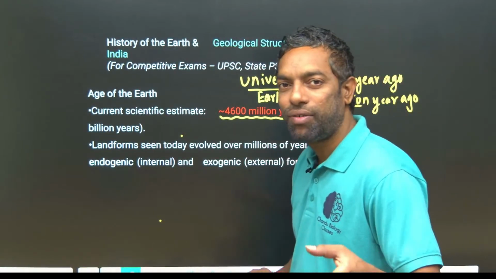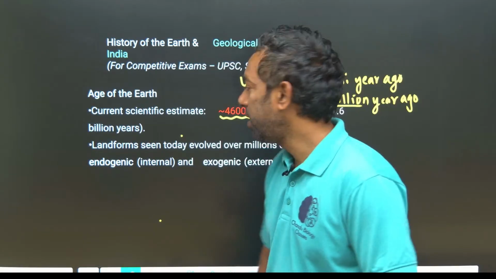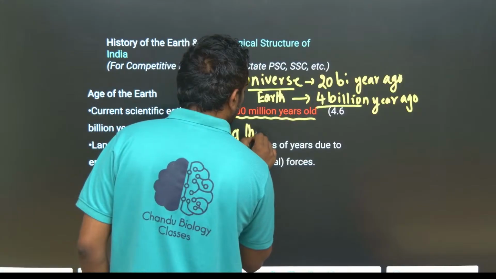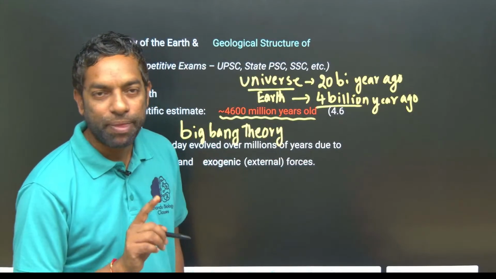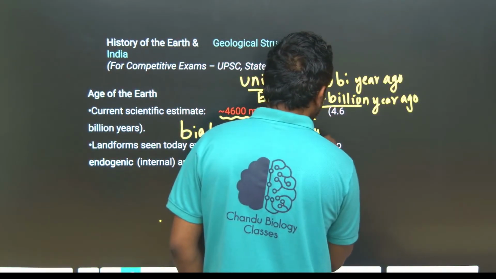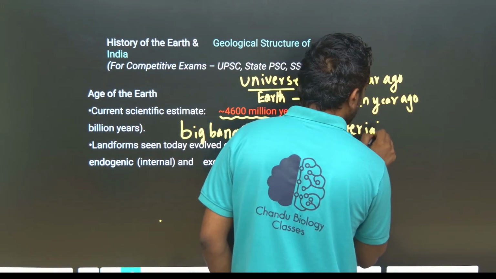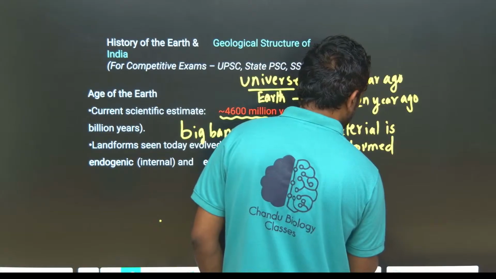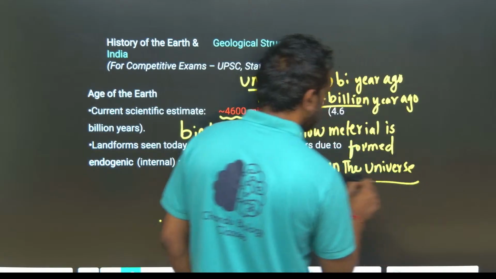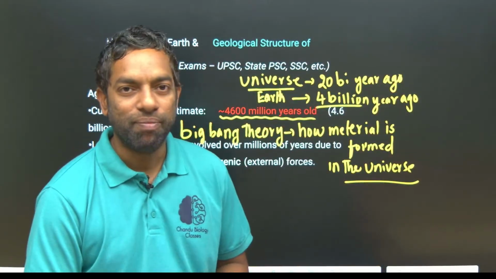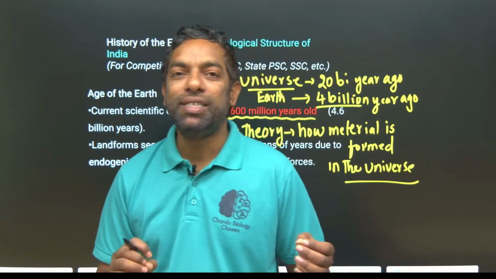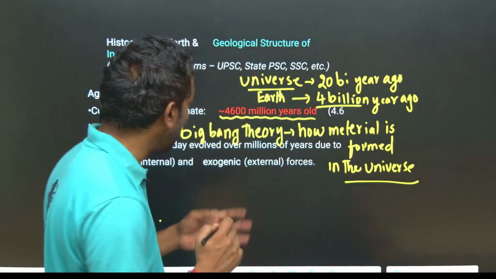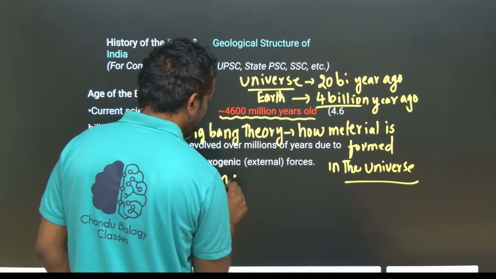There is a theory that says how the earth originated. The theory is the Big Bang theory. It explains how material was formed in the universe, and how the earth evolved from it. The Big Bang theory has the equation E equals mc squared.